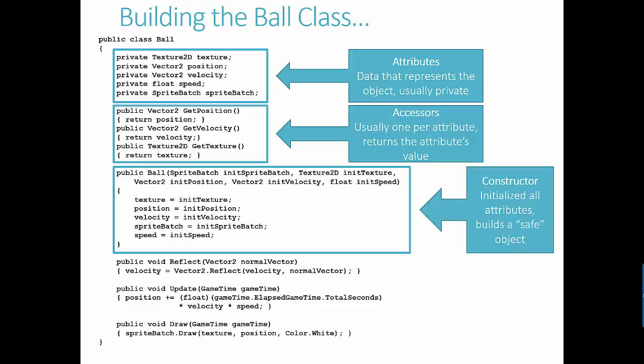We then see the constructor for a ball. Notice that it has no return value and a parameter for each attribute. This is good coding practice, as the constructor should initialize every attribute in the class.